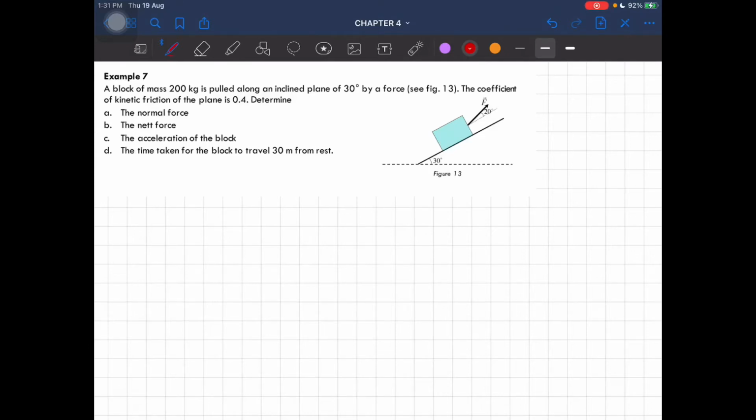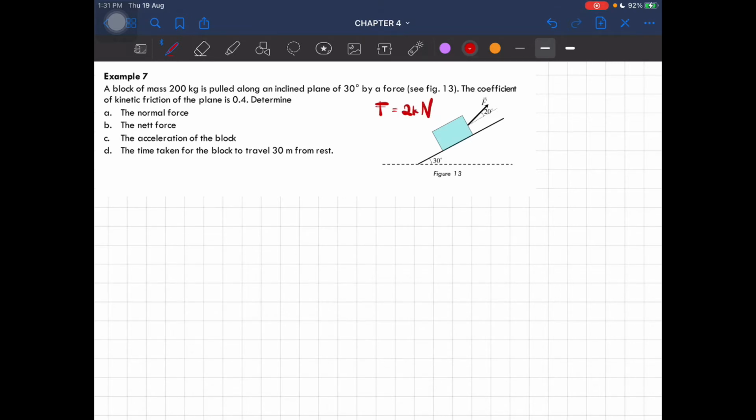Right, example 7. A block of mass 200 kilogram is pulled along an inclined plane of 30° by a force. I've updated this in your lecture notes, I just haven't updated it here. So this force F should be 2 kilonewton.